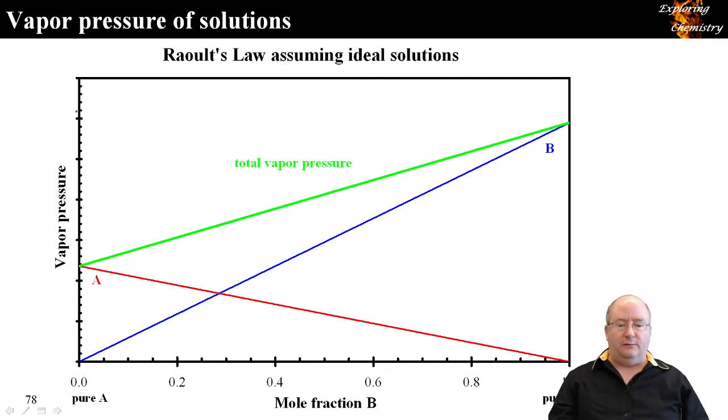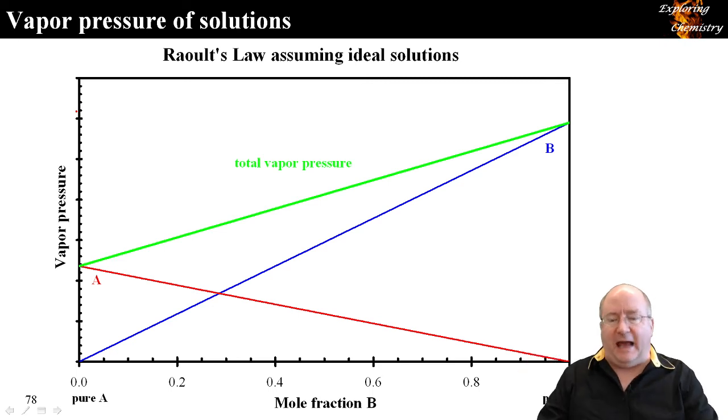B is blue. And on the bottom left-hand corner, there is no B. It's pure A. And then you have a little bit of B that is dissolved in A. And so B goes up to the point where you get pure B on the top right-hand corner. The total vapor pressure is just simply adding together the vapor pressures of A and B. That is what one would assume for an ideal solution.